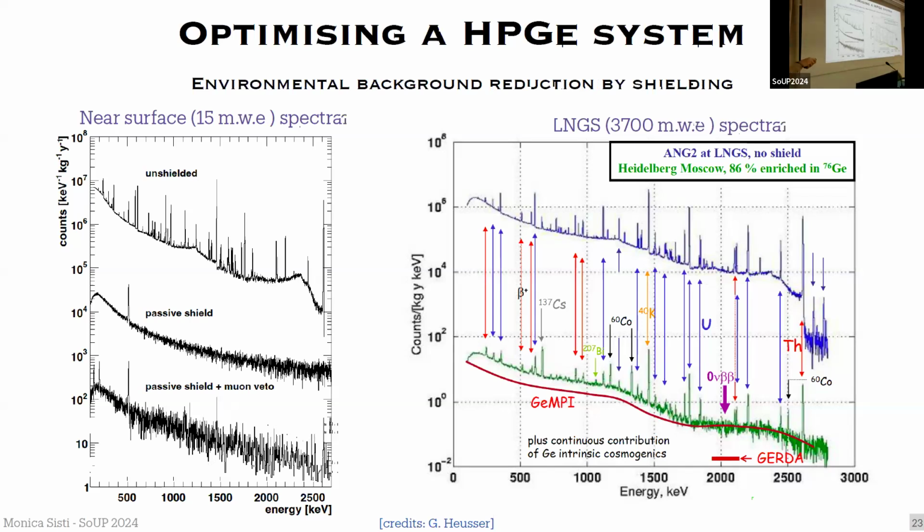And also underground, this is a Gran Sasso spectrum. If you don't shield your germanium detector, you will still see the environmental radioactivity, so it's quite a high level of background here. But when you put in shielding, this comes from the Heidelberg-Moscow experiment, which was using germanium to look for the double beta decay of germanium-76, but it's still germanium. With good shielding, you can reduce the count rate. These are in counts per kilogram per year per keV.